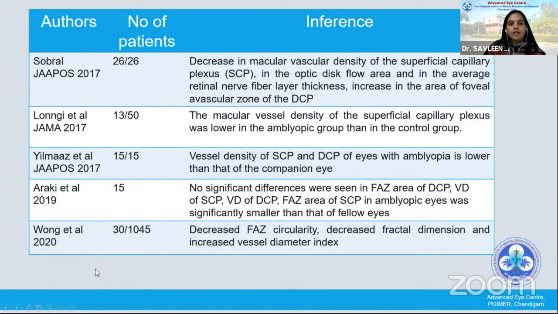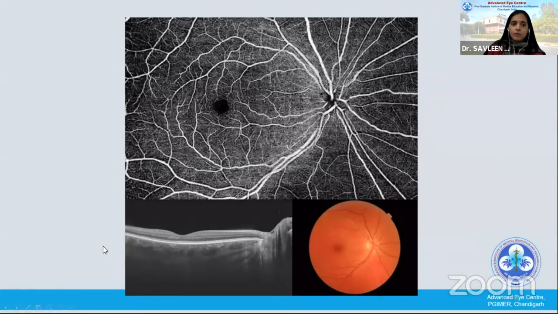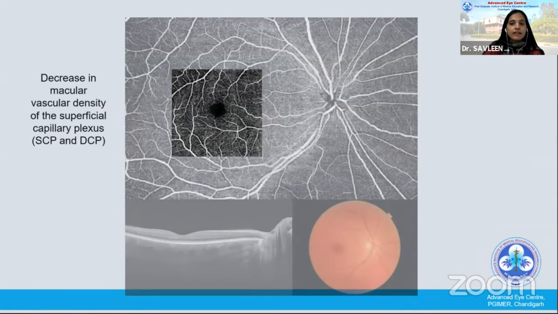in particular. So giving a brief overview, there was a lot of information available suddenly, and all of the studies had contradictory results. But few conclusions that all these studies gave us was that in patients who have amblyopia, there is a decrease in macular vascular density of the superficial capillaries as well as the deep capillaries.